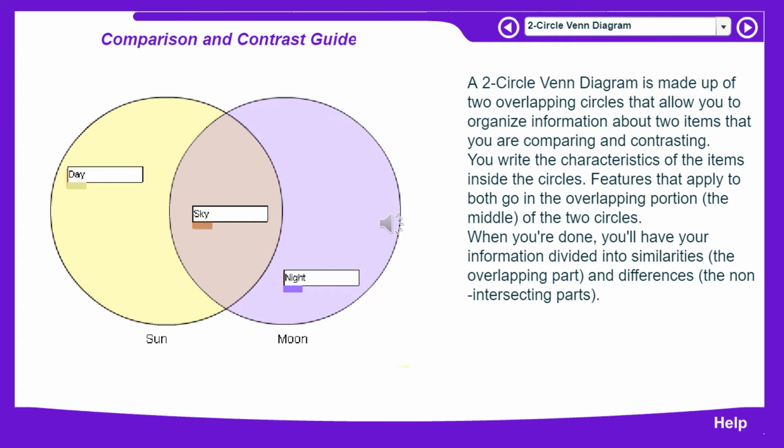Let's look at this two-circle Venn diagram. It's made up of two overlapping circles that allow you to organize information about two items that you're comparing and contrasting. You write the characteristics of the item inside the circles. Features that apply to both go in the overlapping section of the circles. When you're done, you have your information divided into similarities, the overlapping part, and the differences, the non-intersecting parts.